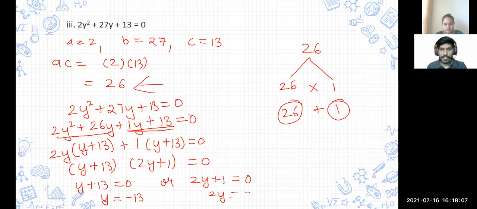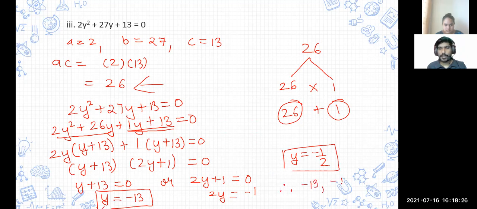So you'll have 2y is equal to minus 1. And this 2, when it goes on the other side, will go in the denominator. So y will be equal to minus 1 upon 2. So you have two values of y, that is minus 13 and minus half. Therefore, you can say minus 13 and minus half, or minus 1 upon 2, is the solution of the quadratic equation.